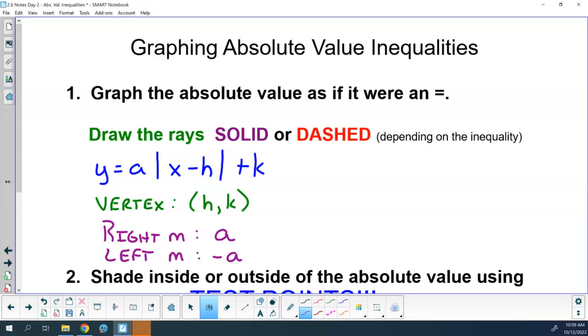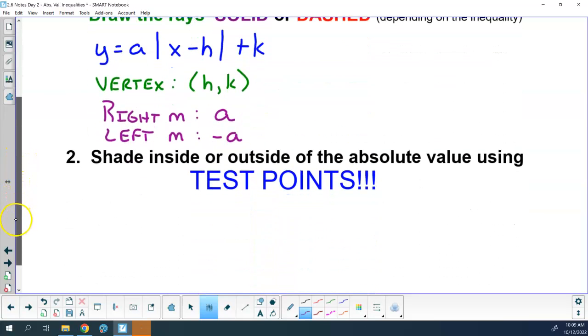Step two then is the shading step, just as it was on Monday. But now, instead of shading on one side of the line, you're either going to shade inside or outside, depending upon the truthiness of your test point and where your test point is. If your test point is inside the V and it's true, you shade inside. If it's false, you shade outside. If your test point is outside the V and it's true, you shade outside. If it's false, you shade inside.